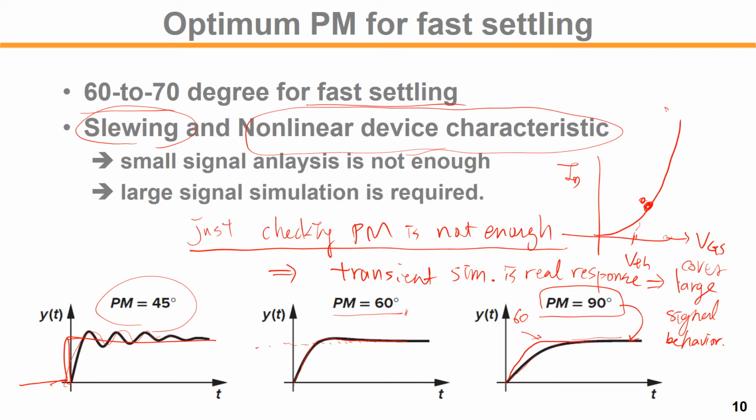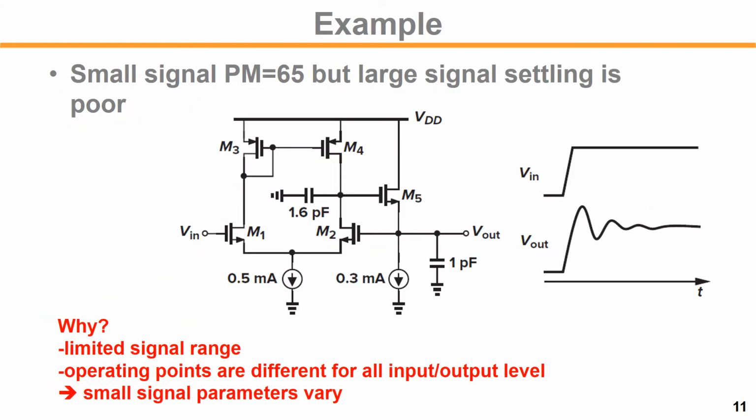So you must always check the large signal behavior by running transient simulation, right? This is some example. You run this and check the phase margin in this circuit. You check that the phase margin is 65 degrees, but when you run the transient response, you will get something like a large ringing. Why?